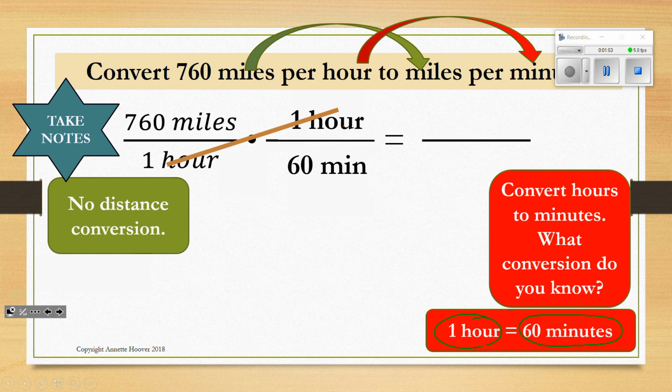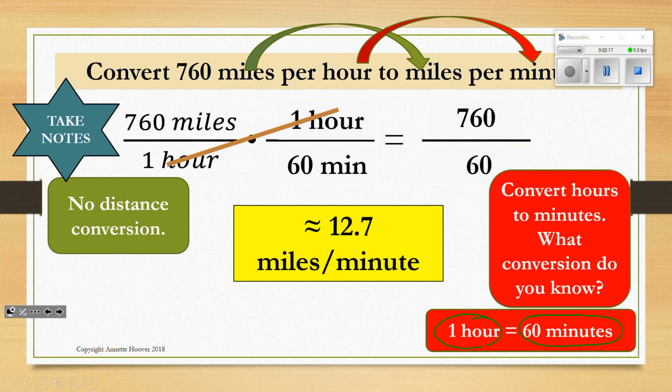Hours cancel out. Now, on top, all you do is multiply all the numbers that you have on top. On top, we have 760 times 1, which is obviously 760. And on the bottom, we have 1 times 60, which is obviously 60. So in our very last step, we're going to take our calculator and do the division, because this says 760 divided by 60, which is about 12.7 miles per minute.